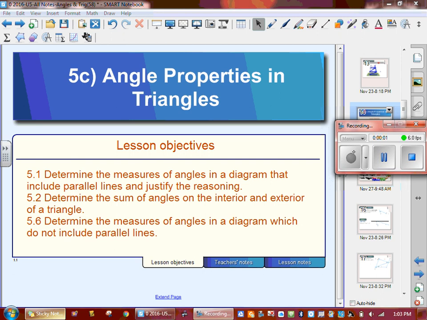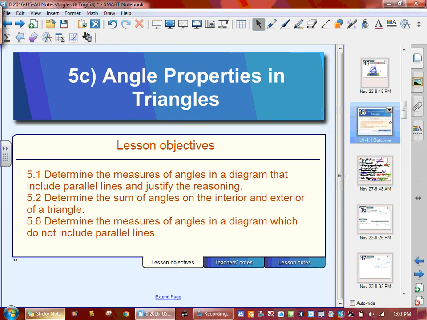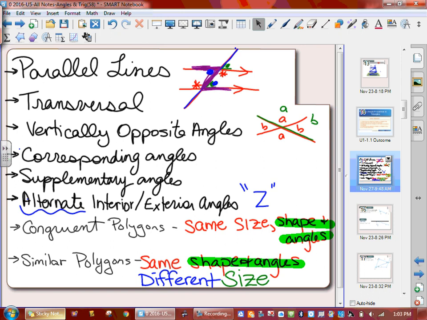We are now at lesson 5C, angle properties and triangles. So if we take a look, here are all of the definitions and the ideas we took from our parallel lines. So our parallel lines, the transversal, our Z rules, our opposite rules.